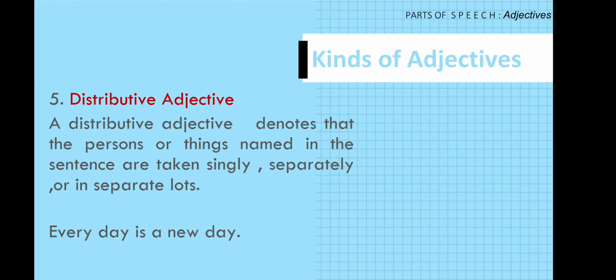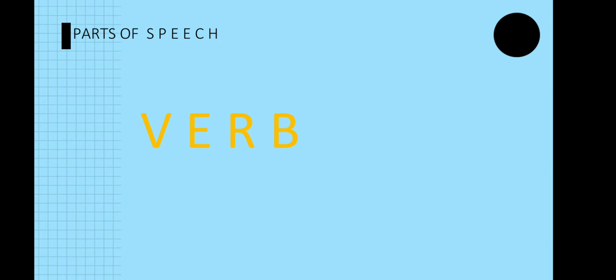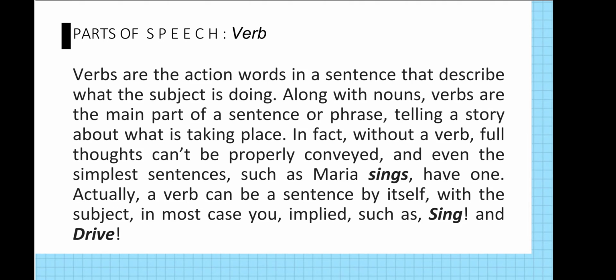Let us now proceed with our fourth part of speech, which is the verb. So what is a verb, class? Verbs are the action words in a sentence that describe what the subject is doing. Along with nouns, verbs are the main part of a sentence or phrase, telling a story about what is taking place. In fact, without a verb, full thoughts can't be properly conveyed, and even the simplest sentences, such as Maria sings, have one. Actually, a verb can be a sentence by itself with the subject.